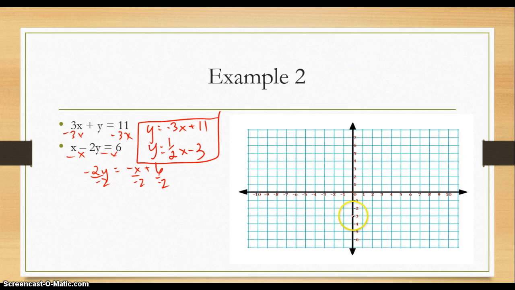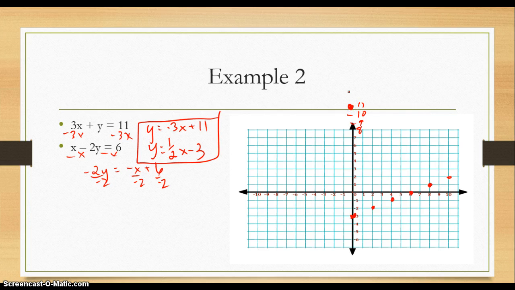So let's do this. -3. Up 1 over 2. Up 1 over 2, up 1 over 2, up 1 over 2. Okay. So start at 11. Let's say this is 8, 9, 10, and 11. This will be interesting, but we'll try to get there.